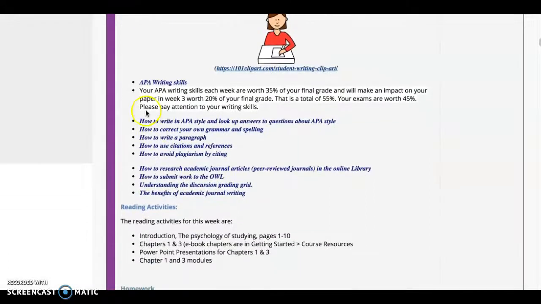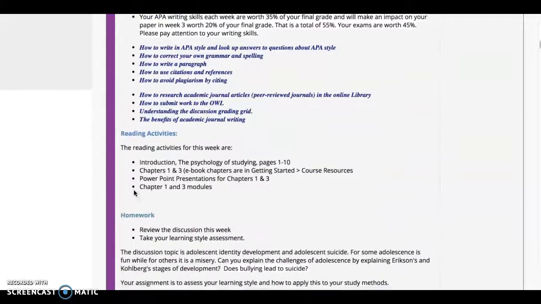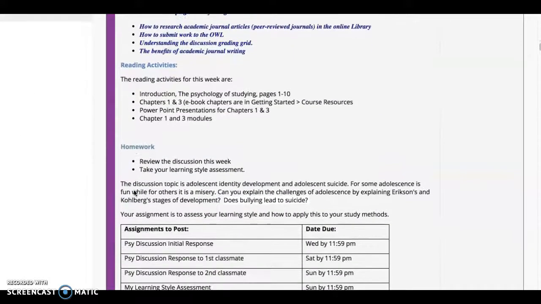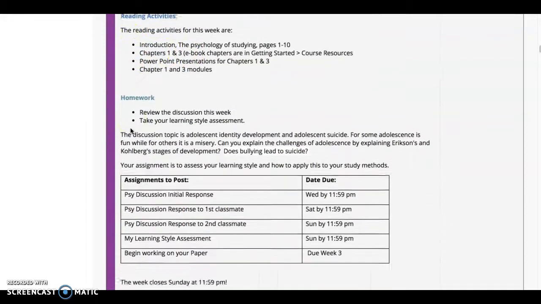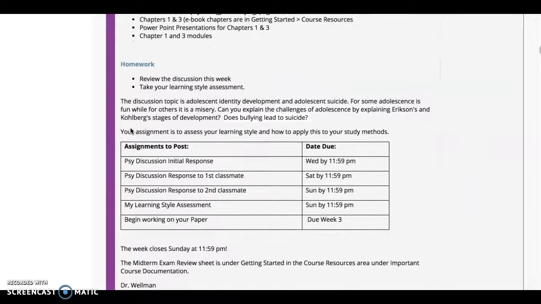The writing skills are listed here that are important for you. Then we get to the reading activities for the week, chapters 1 and 3. So for your homework, make sure you understand the discussion topic, and for your assignment due on Sunday, make sure you know how to do your learning style.